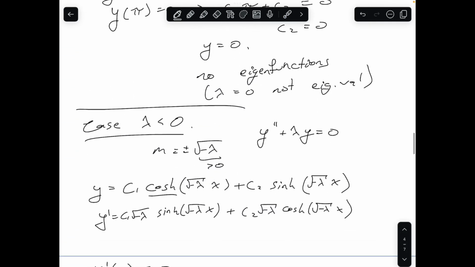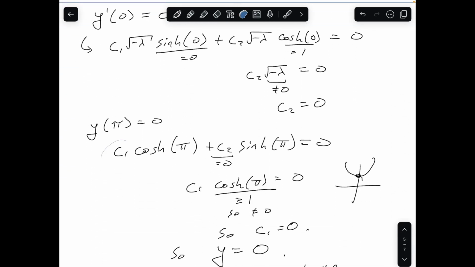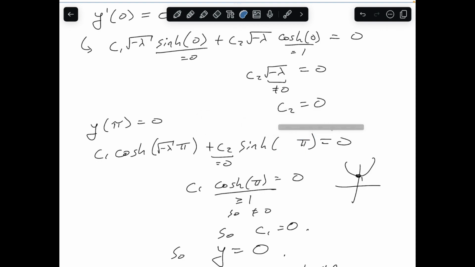But let's fix that real quick. So this should have been square root negative lambda times pi. This should have been also square root negative lambda times pi. But the logic still stays the same.